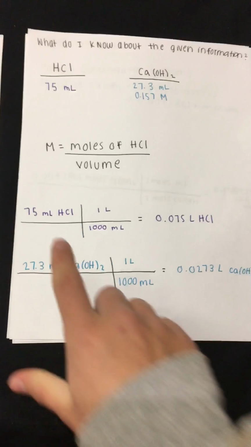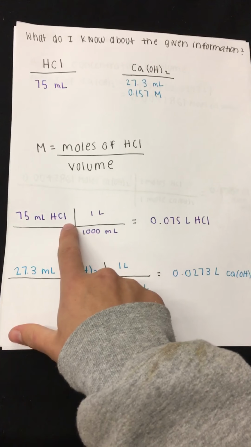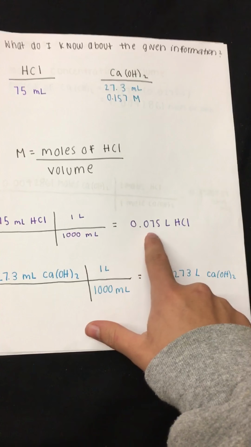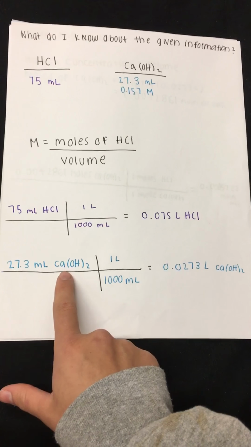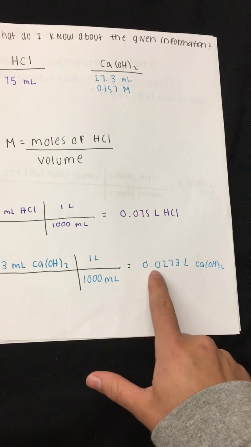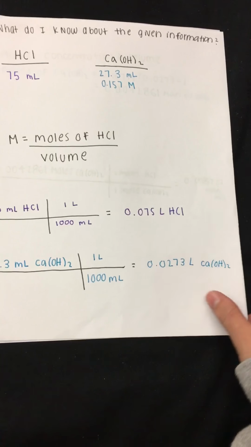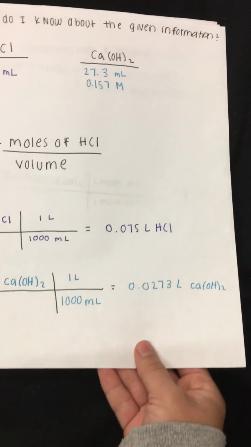But before we begin to solve the problem, we have to convert the volume of both solutions from milliliters to liters. So you can see that 75 milliliters of HCl equals 0.075 liters of HCl, and 27.3 milliliters of calcium hydroxide equals 0.0273 liters of calcium hydroxide. Now we will solve the problem.